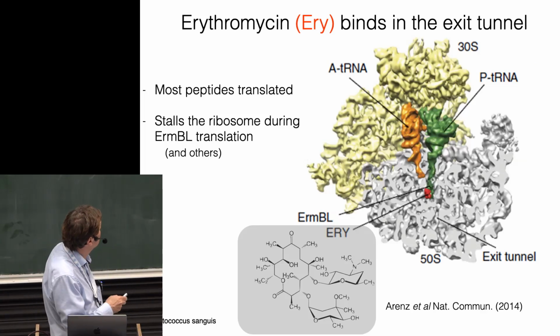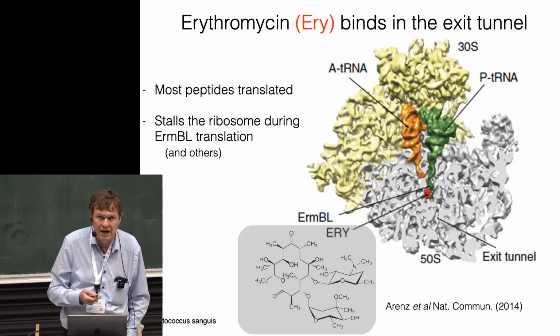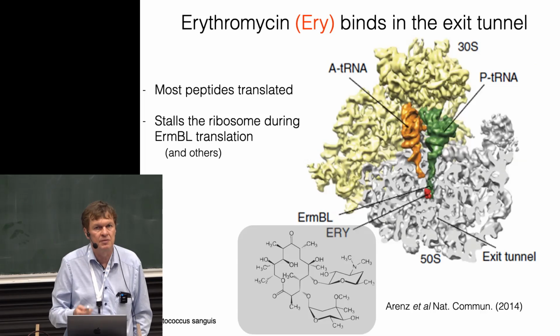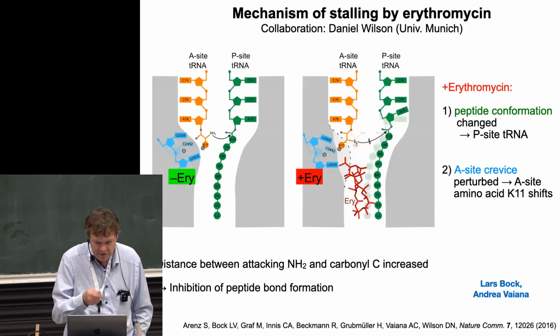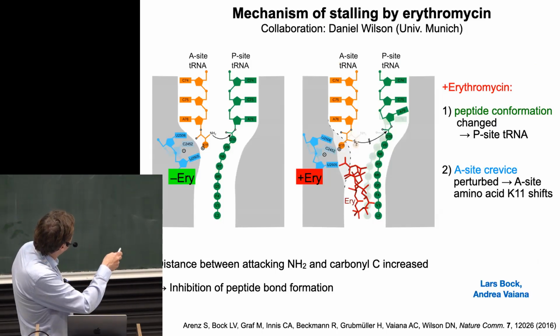And of course, the question then was, well, that cannot be just a simple cork in a bottle. How does it work then? And gradually people came up with sequence motifs which were able to pass and those which stalled. And with that structure, we repeated the whole thing in the simulation. So here's the bound erythromycin.